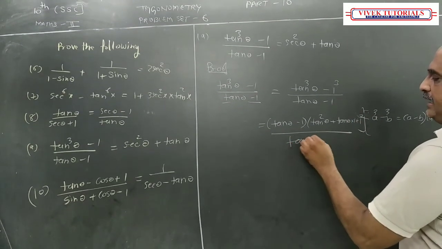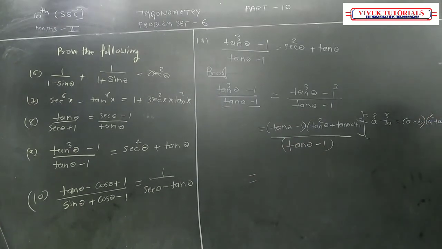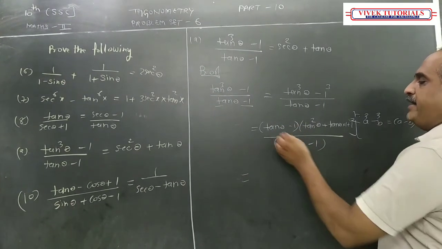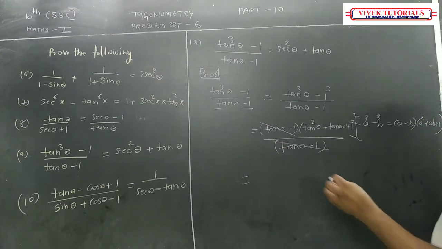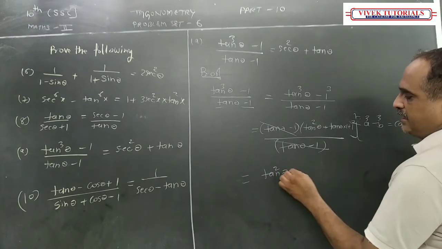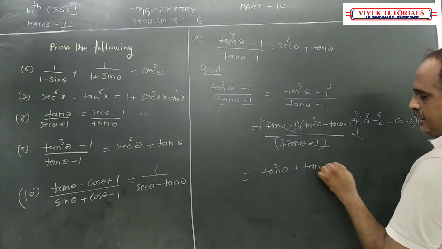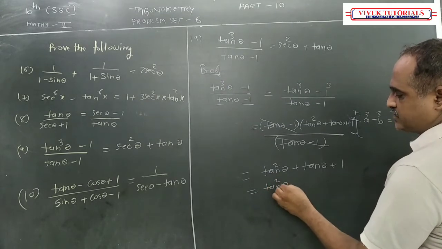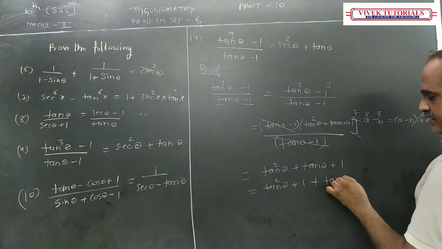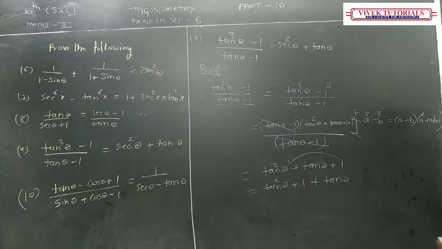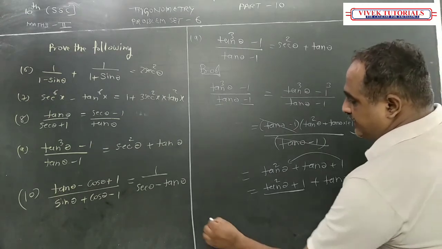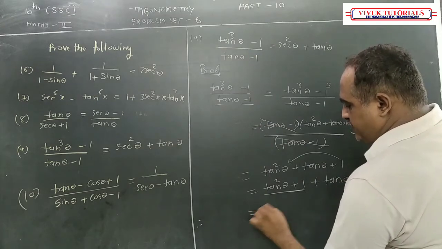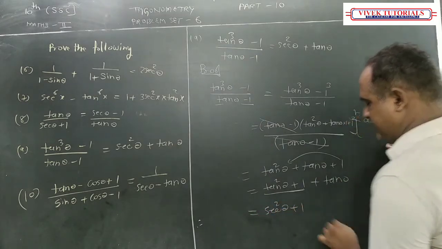Upon tan theta minus 1. Here you see, tan theta minus 1 and tan theta minus 1 get cancelled. And now what is left with you? That is tan square theta plus tan theta plus 1. If I take tan square theta plus 1 together, plus tan theta, what will happen? Tan square theta plus 1 is nothing but sec square theta. Therefore, this will become sec square theta plus tan theta.